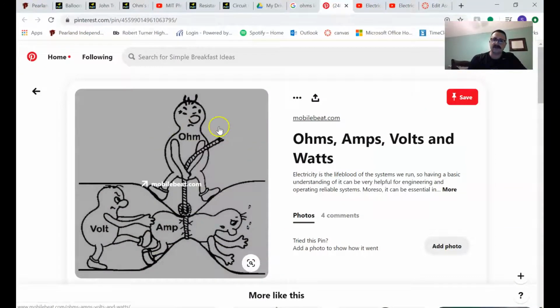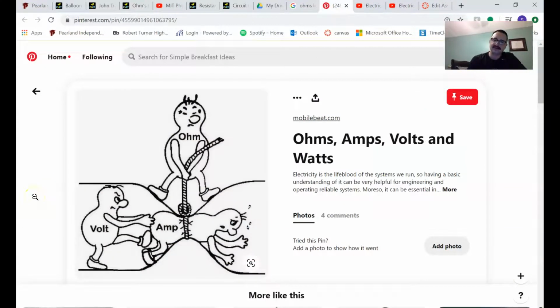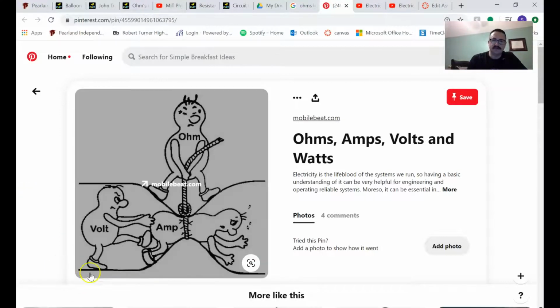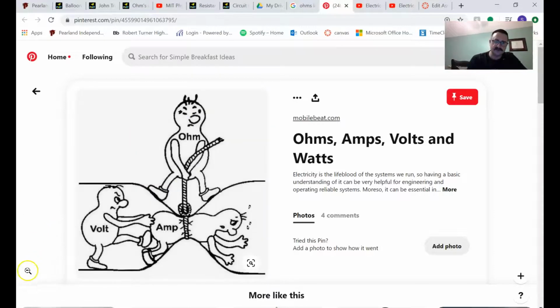So again, this top guy, ohm, if he's pulling less, the amp man, or the current, will be able to go more. And again, with voltage pushing that. So again, you can always go back to that diagram, pause this, and think through some of these problems.